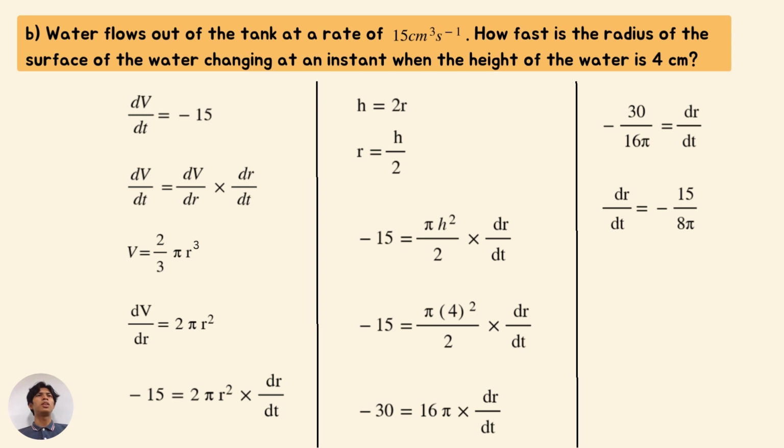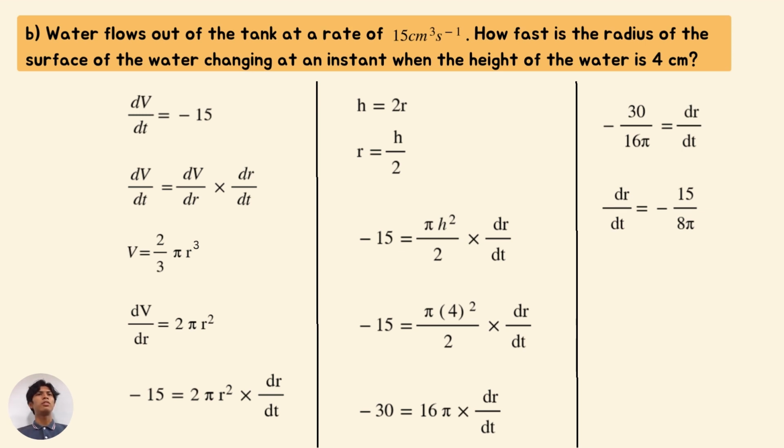For question B, the question has stated that the water flows out of the tank at the rate of 15 cm cubed per second. This indicates that the water volume is decreasing over time. Therefore, we write dV over dt equal to 15. Since the water in the tank is flowing out, we put the negative at the 15. So that's why it becomes negative 15.